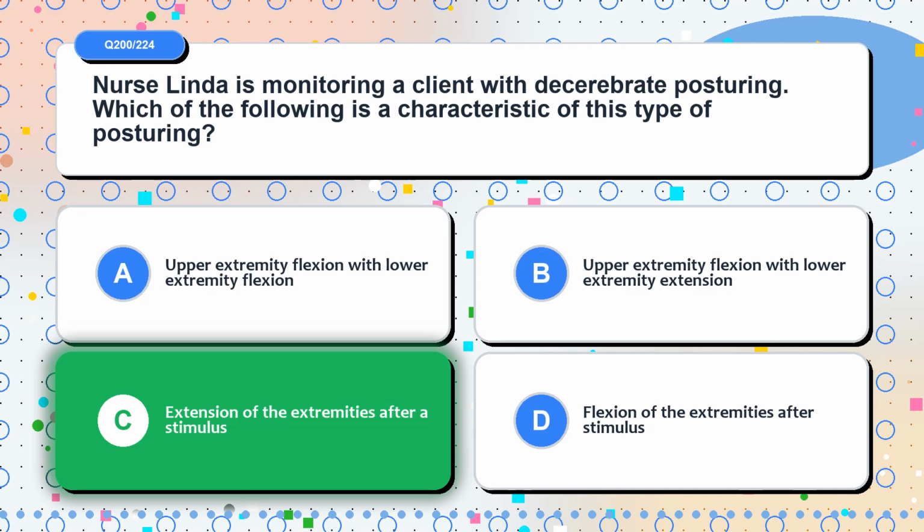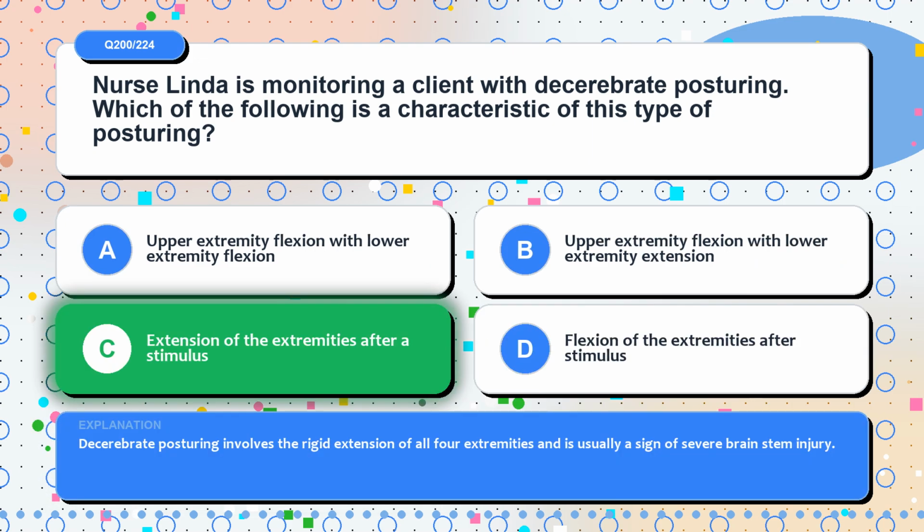The correct answer is option C. Extension of the extremities after stimulus. Decerebrate posturing involves the rigid extension of all four extremities and is usually a sign of severe brainstem injury.